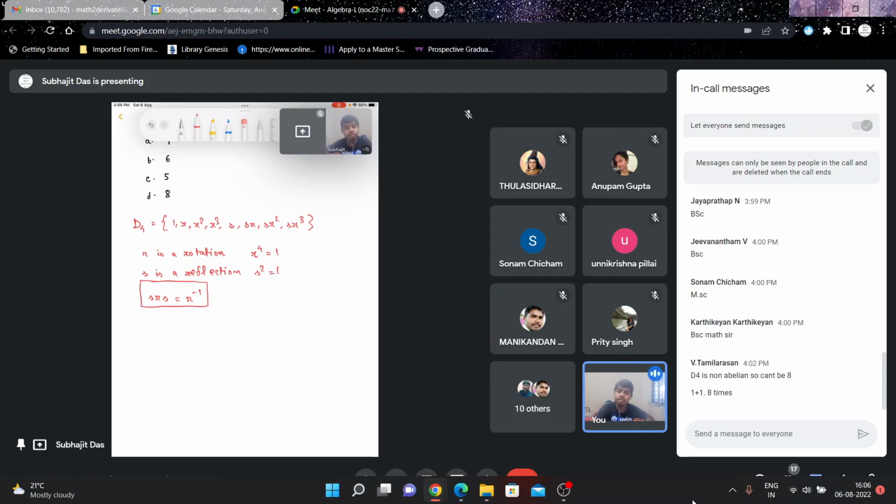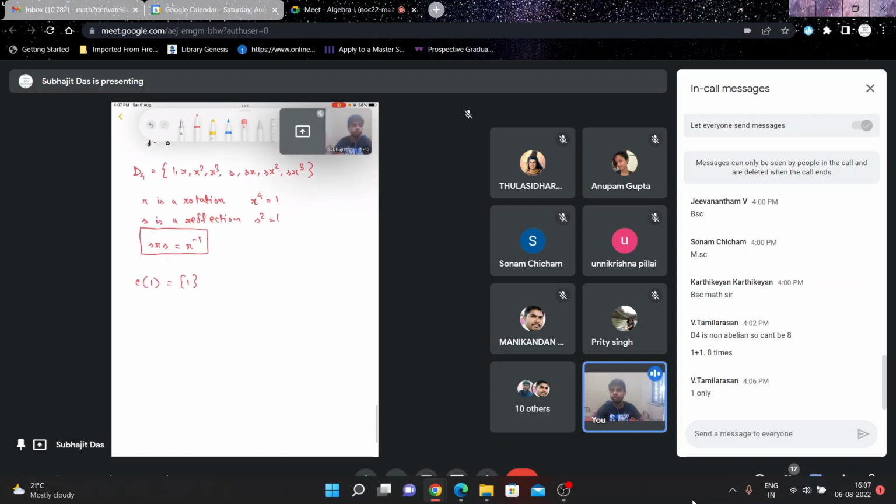What is the conjugacy class of the identity element in any group? 1 only, right? Yeah. So the conjugacy class of 1, C of 1, is equal to {1}, because 1 commutes with every element. As simple as that.